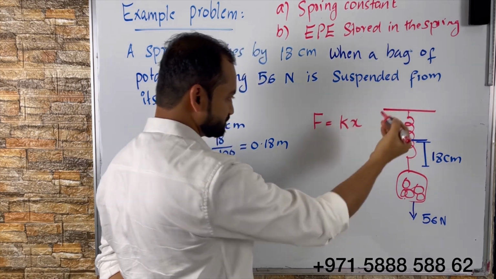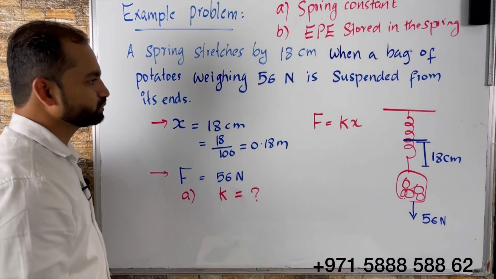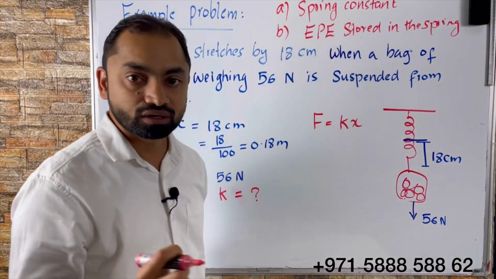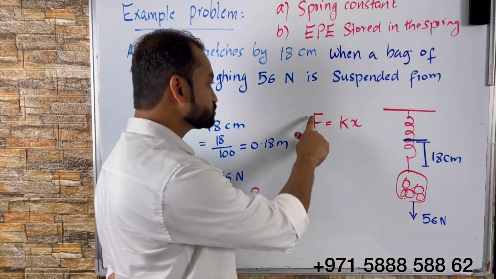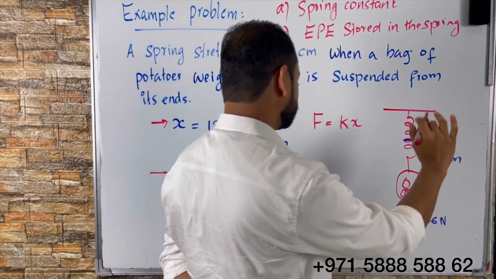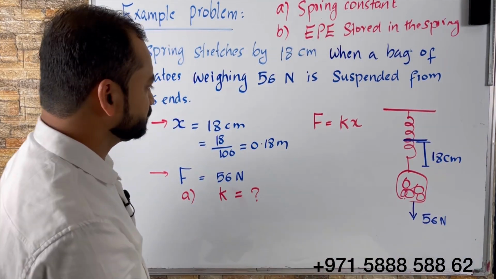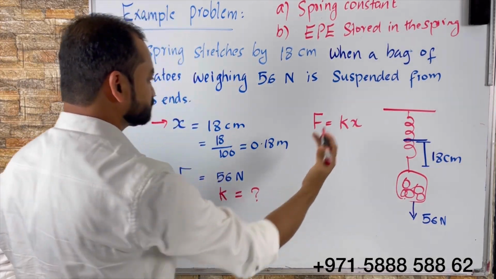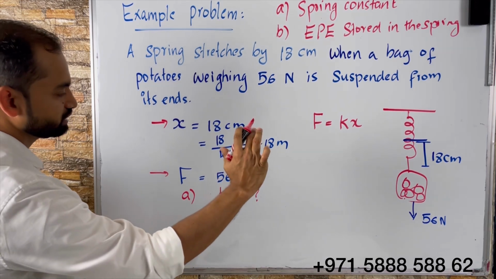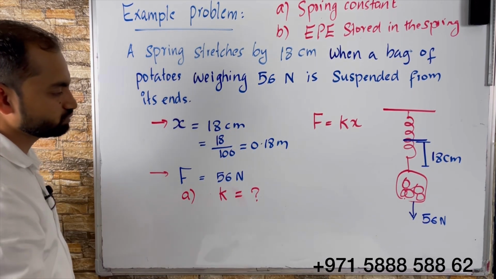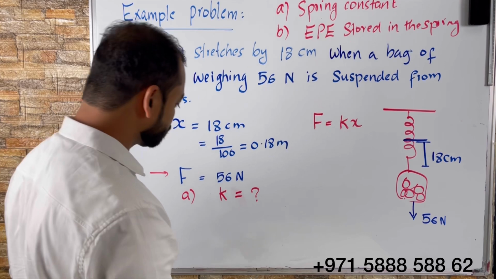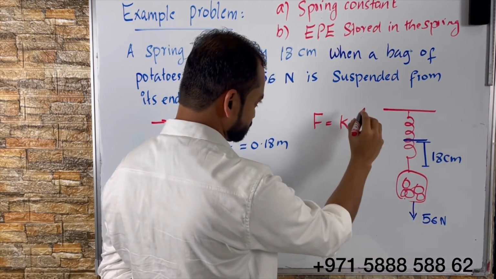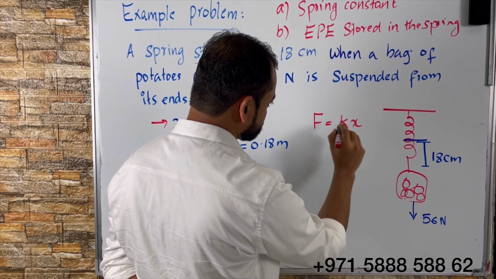I am not writing the minus sign for the calculation because the minus sign is just to represent that the force and x are in the opposite direction. When you apply the values, the minus will be cancelled. So I am not writing the negative sign, and you also do not have to write the negative sign while solving numerical problems. So F is equal to Kx.